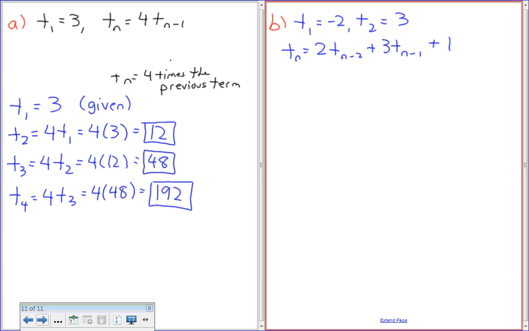Right, so if I wanted to find T10, this would be 2 times T8 plus 3 times T9 plus 1. If n is 10, n minus 1 is going to be 9, and n minus 2 is going to be 8. But we're not using those big numbers. What you are doing is you're going to hopefully solve that for 1, 2, 3, and 4, and that would be lovely.